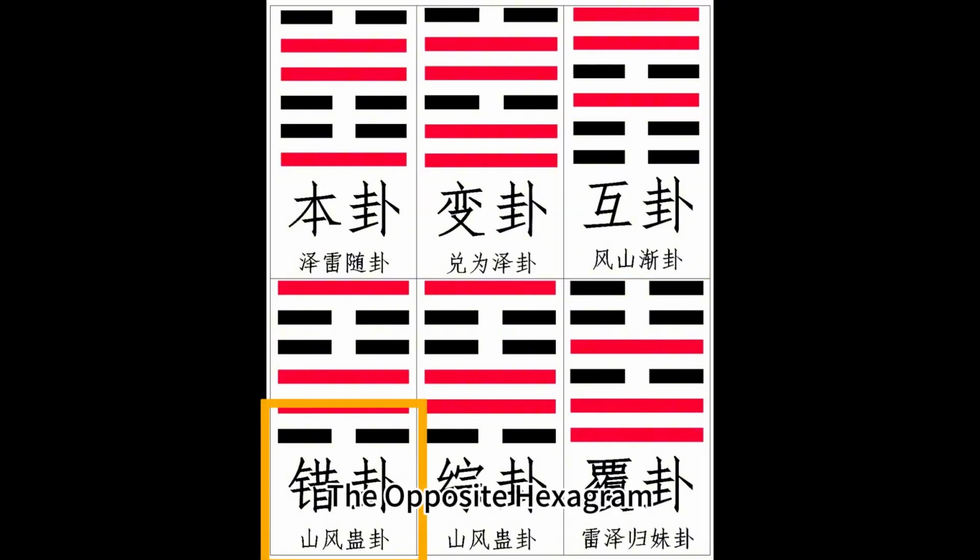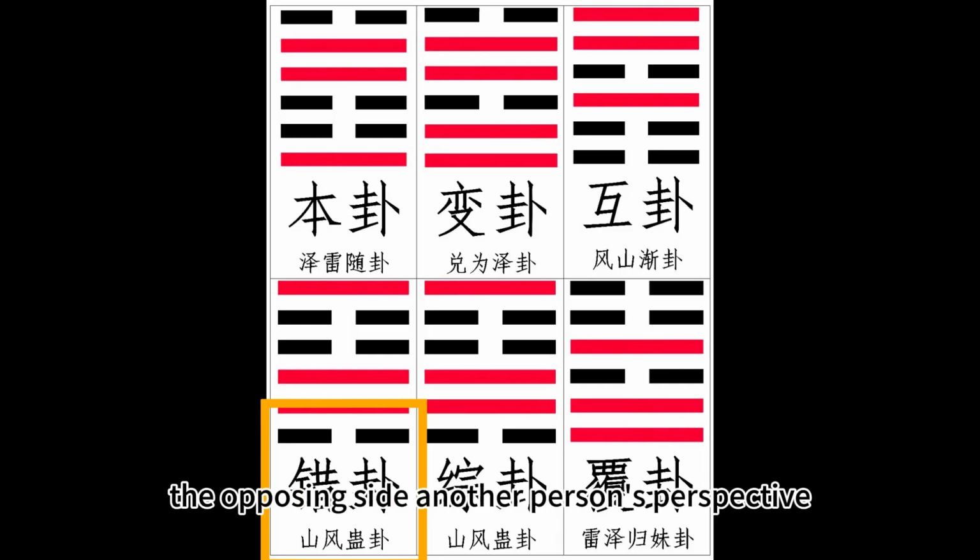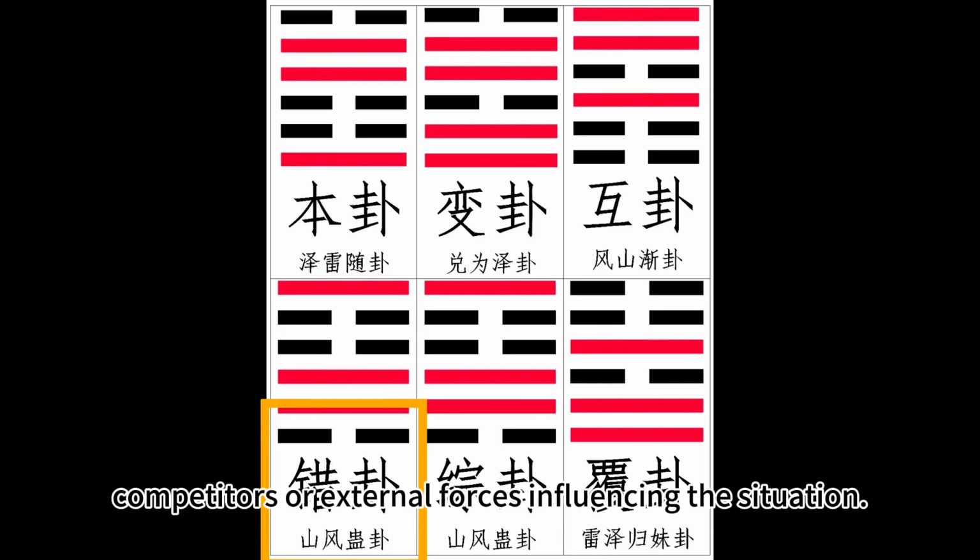The opposite hexagram. Fourth is the opposite hexagram. It is created by reversing the yin and yang of every line. This hexagram represents the attitude of the opposing side, another person's perspective, competitors, or external forces influencing the situation.